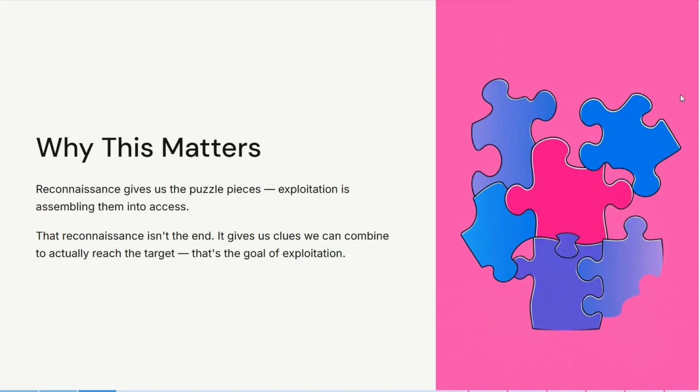Now, why did we do that? Reconnaissance gives us the puzzle pieces. Exploitation is assembling them into access. Reconnaissance isn't the end. It gives us clues we can combine to actually reach the target. That's the goal of exploitation.